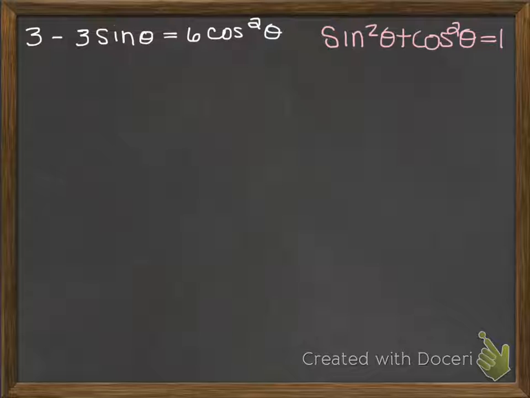If I'm trying to solve this algebraically, this is essentially like having a y and an x in the same equation. I can't solve two variables with one equation, so I need some way of turning either sine into cosine or cosine into sine. So I already have this Pythagorean equation: sine squared theta plus cosine squared theta equals 1. I can solve this for cosine. So cosine squared theta is equal to 1 minus sine squared theta.